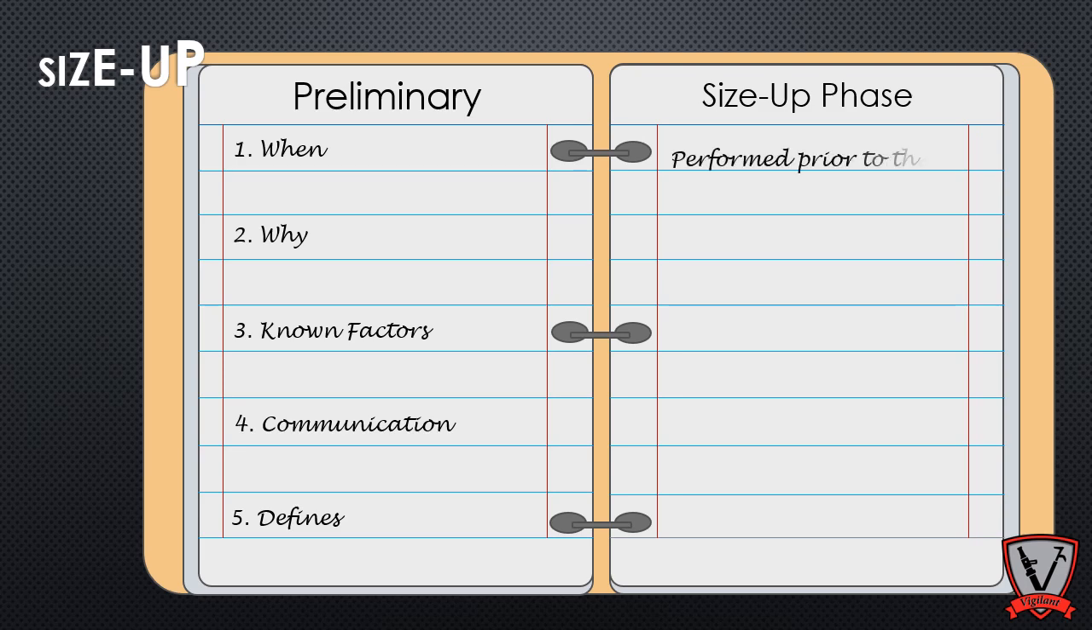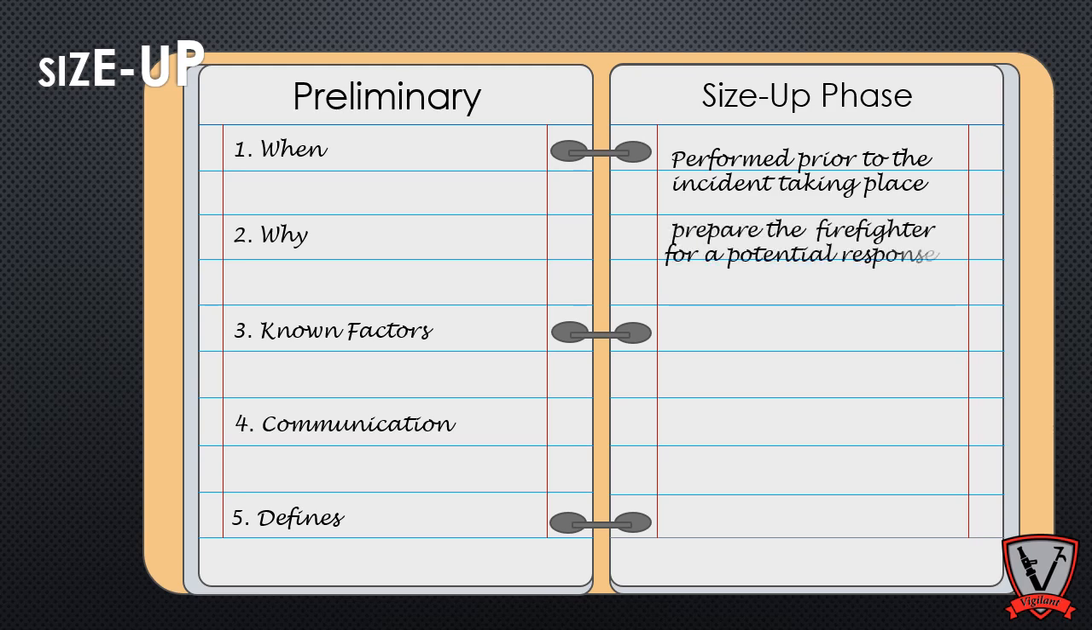As we said, the preliminary phase is conducted prior to the incident taking place. The intent of this phase is to prepare the firefighter for a potential response. Our known factors at this time are: we know the target hazards in our fire district, we know the weather, we know what trends are happening, we know the status of our apparatus, and we know what season this is.